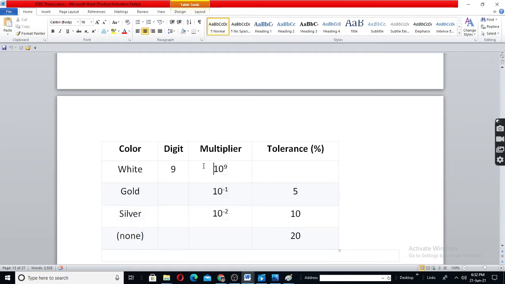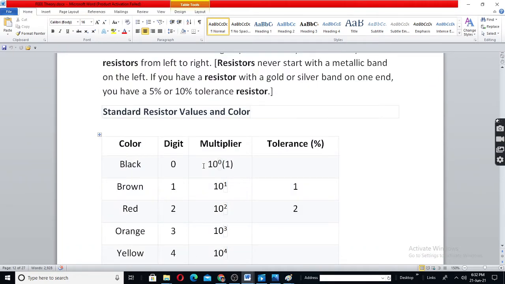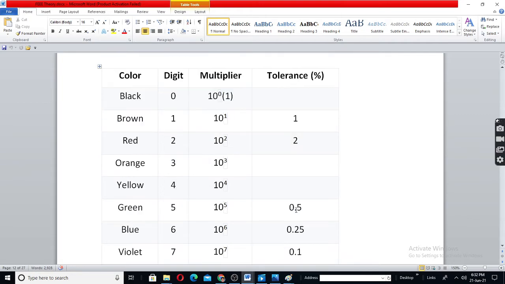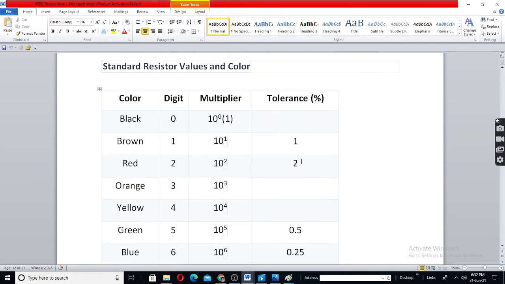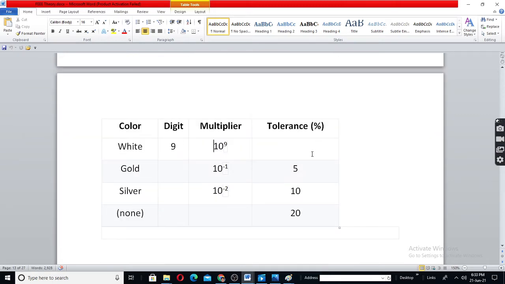Now let us see the values. See, brown is 1, 10 to the power of 1, again 1 here. 2, 2, 2. 3, 3. Here it is not used. 4, 4. Here not used. 5, 5.5. 6, 6. Here it is 0.25. 7, 7.1. These three are used for better, means lower tolerance. We will explain each and everything slowly.